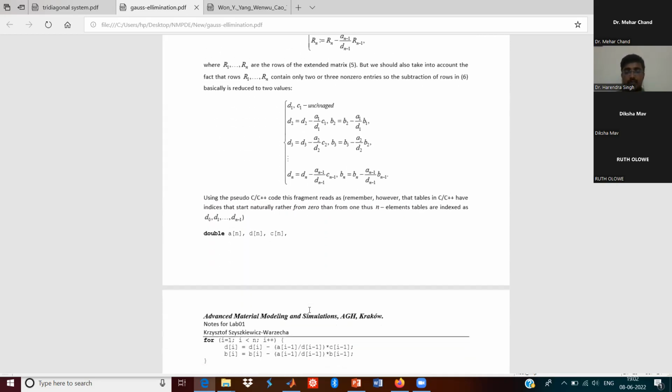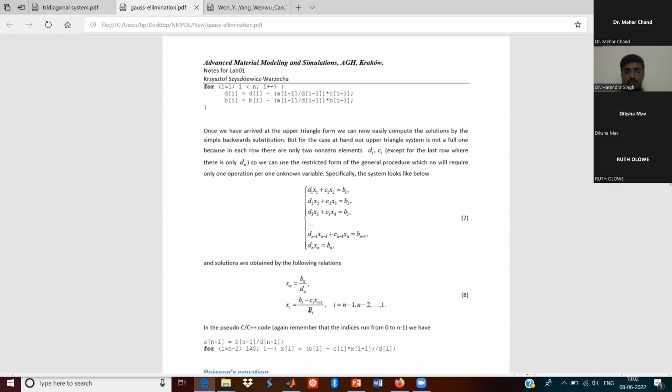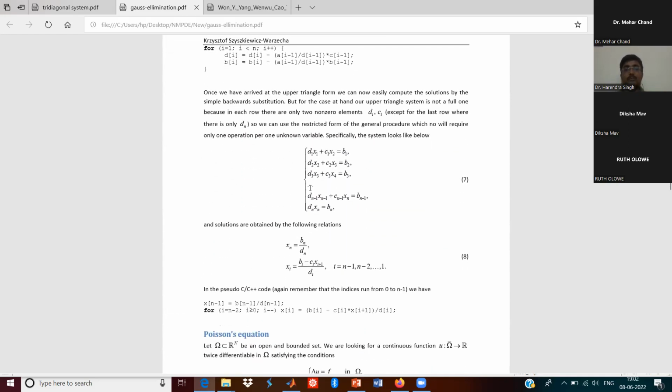So the tridiagonal system will be converted into this form. Now this is the system of linear equations. After performing the operation, if you multiply with x1, x2, up to xn, the system of linear equations is converted into this system.